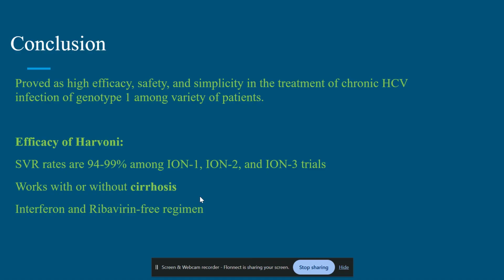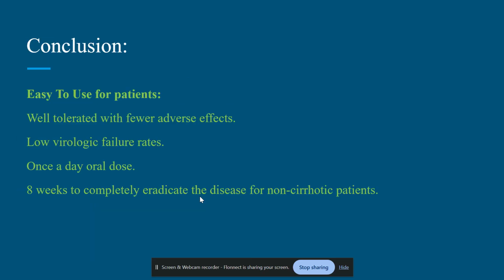Also, one of the benefits is that it's an interferon and ribavirin free regimen, so it has none of the side effects that were previously caused among patients using these drugs. It's also very easy for the patient because it's just one dose per day, which is easy with a busy schedule. It's also well tolerated with fewer side effects, like the headache and nausea I discussed, which are less common. So it's well tolerated among patients and also among children, and it has low virologic failure rates.